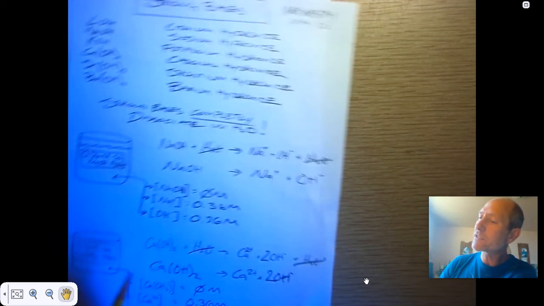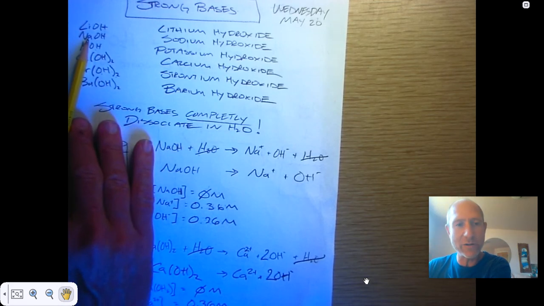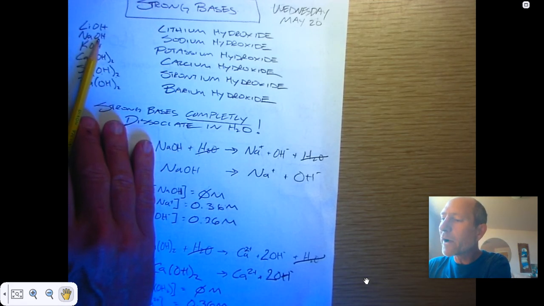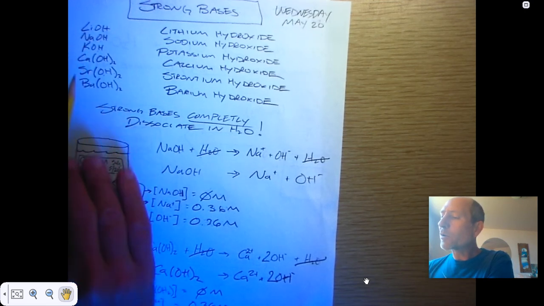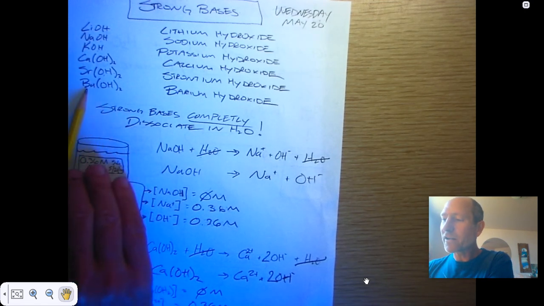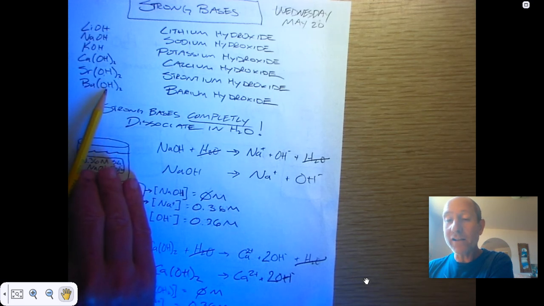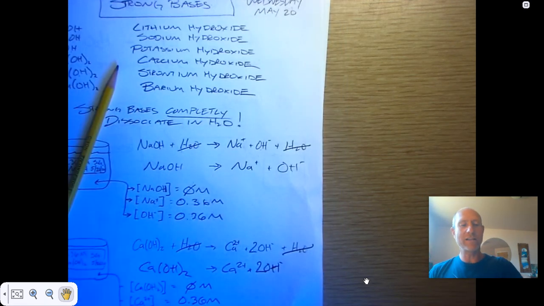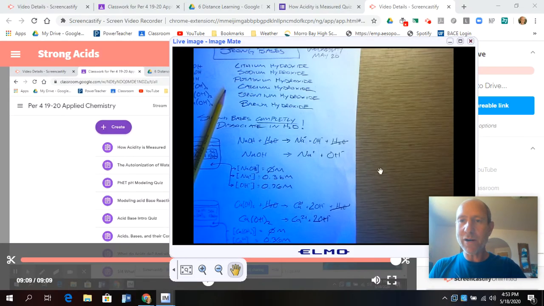So if I had a solution of 1 molar sodium hydroxide, what would my hydroxide concentration be? That's right, it'd be 1 molar. And if I had 1 molar barium hydroxide, then my hydroxide ion concentration would be 2 molar, because there's 2 hydroxides for every barium hydroxide. I'll give you guys some practice with that, and I think you'll get it.